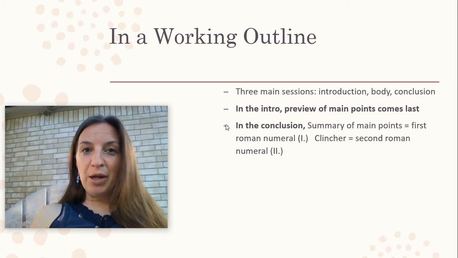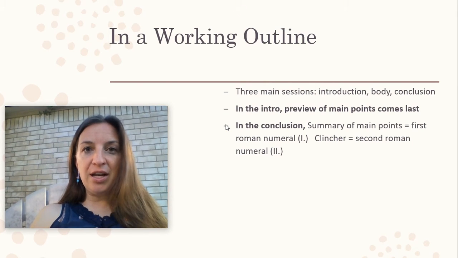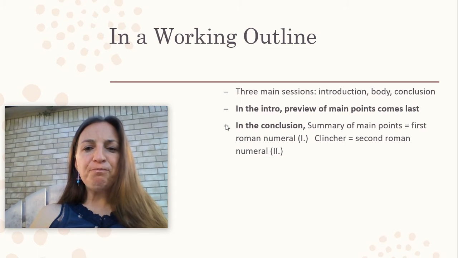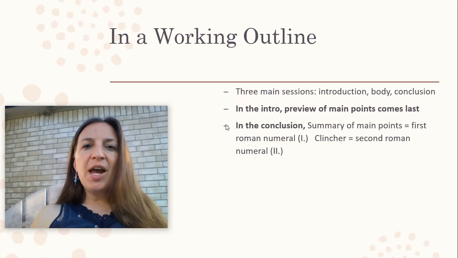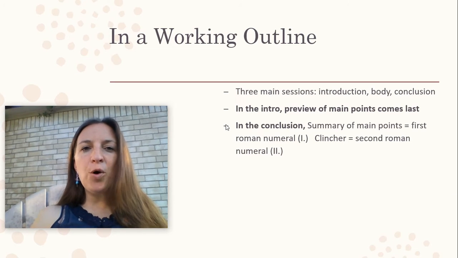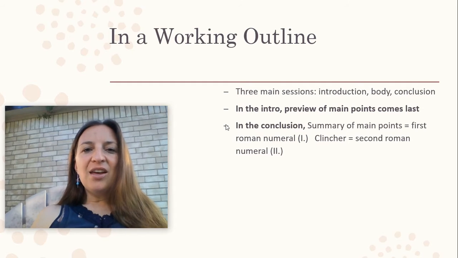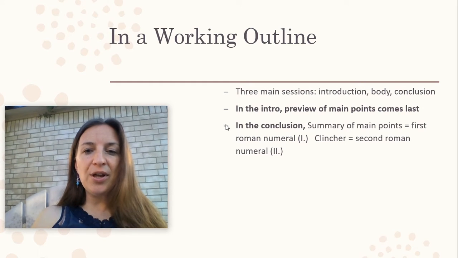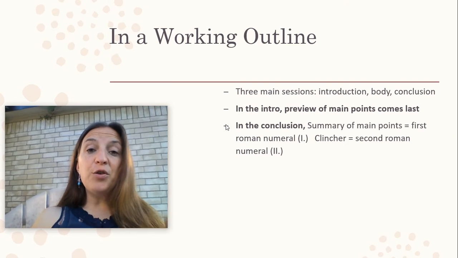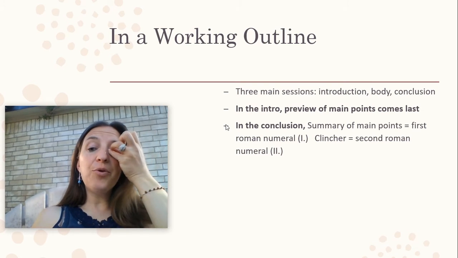The first kind of outline we're going to talk about is a working outline. A working outline gives you the space to organize your research, to type out all of your thoughts, to type out quotes as you come up with them. You make sure that you're building your introduction, your body, and your conclusion in the working outline. And you finish your intro with a preview of the main points.